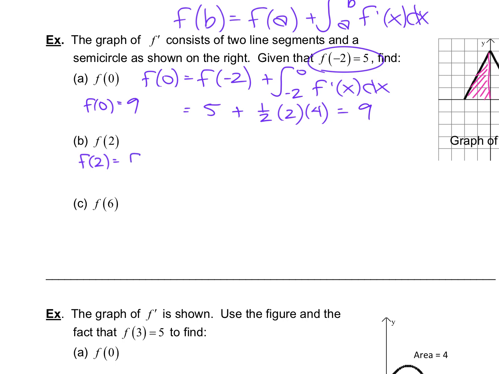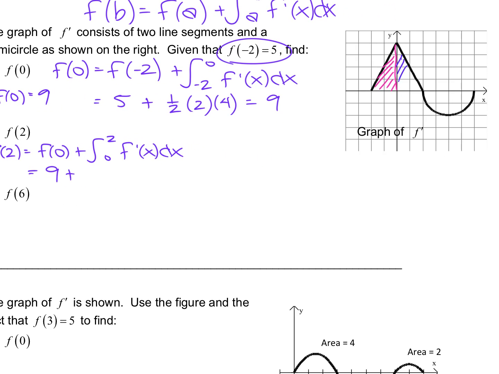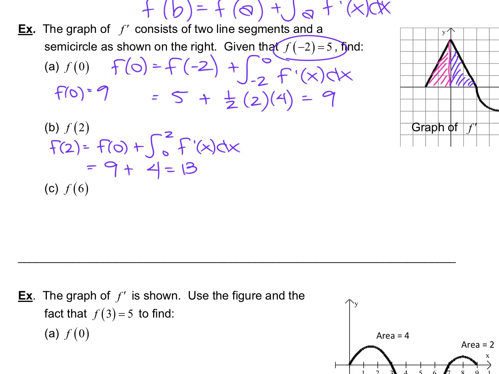I could say that is equal to f of 0 plus the integral from 0 to 2 of f prime of x dx. And I could now say, okay, f of 0 I just found is 9, plus my area under the curve is the same thing right there, which is another 9, and that gives me 18. 4? Yes, not 9. 4. Nope, I'm just going with it. 13.